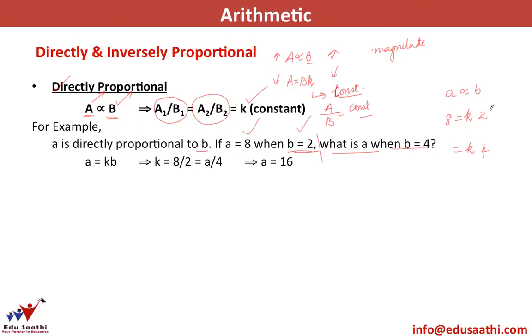Now just look at it. B becomes double of the original. Even if I don't find out the value of K and do all that stuff, B becomes double of the original. A will also become double of the original. So A will become a value of 16.